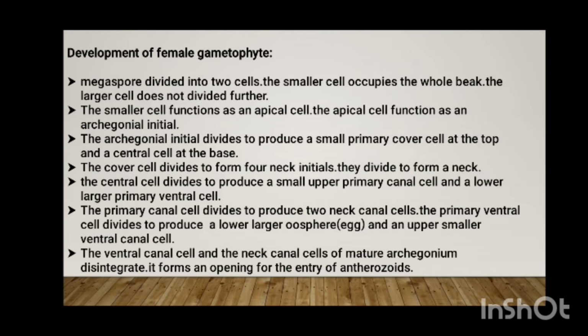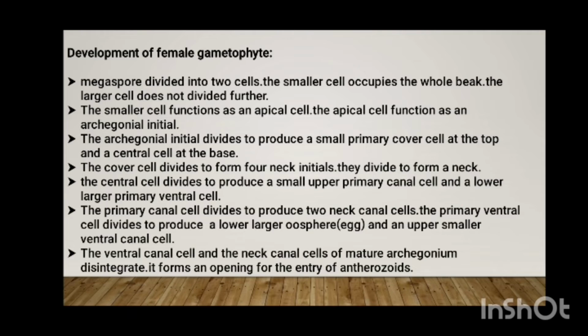Development of female gametophyte. The megaspore divides into two cells. The smaller cell occupies the whole peak. The larger cell does not divide further. The smaller cell functions as an apical cell. The apical cell functions as an archegonial initial. The archegonial initial divides to produce a small primary cover cell at the top and a central cell at the base. The cover cell divides to form four neck initials. They divide to form a neck.